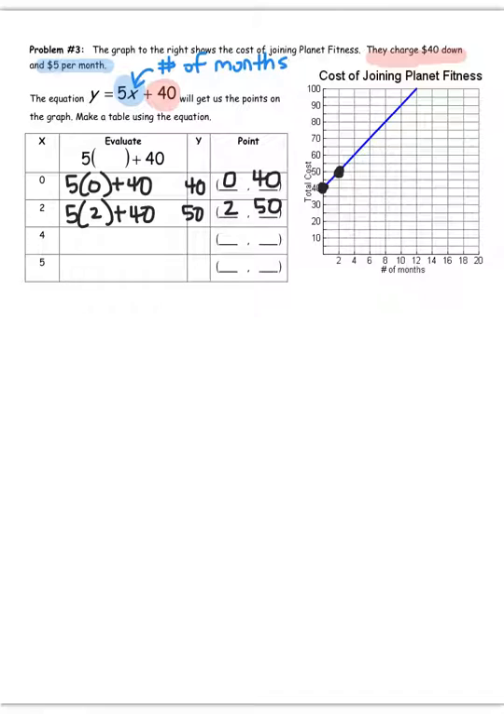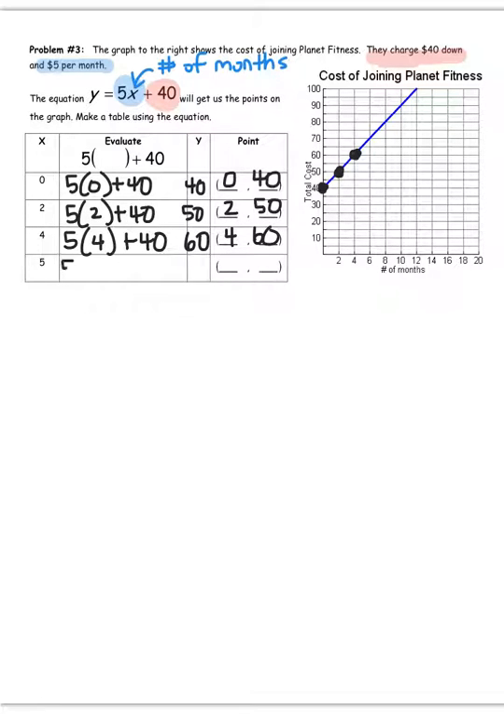Next, what if you remember for 4 months? $5 a month times 4 plus 40. We do 5 times 4, that's 20, plus 40, we get 60. So this point is 4, 60. Let's check and see if it's on our graph. I see it right there.